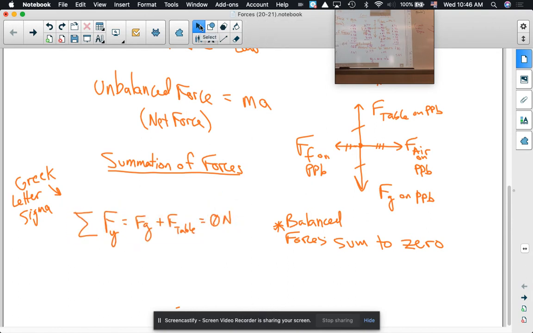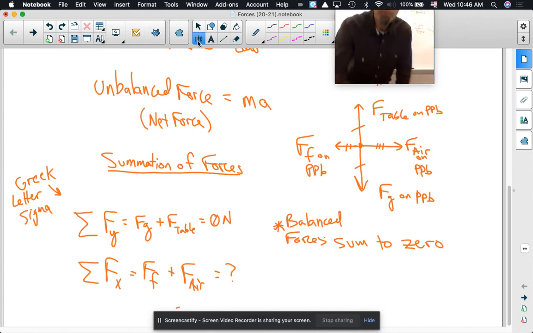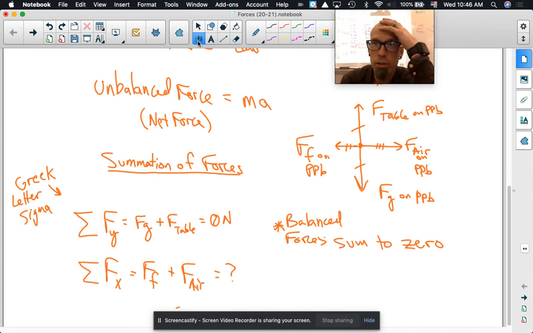Okay. And then now we need to sum all of the forces, a summation of all of the forces in the x, horizontal. Well, we have force of friction, plus we have force of air. Now the question is, what do those add up to? Well, look at the diagram. Are those two forces balanced in the horizontal?